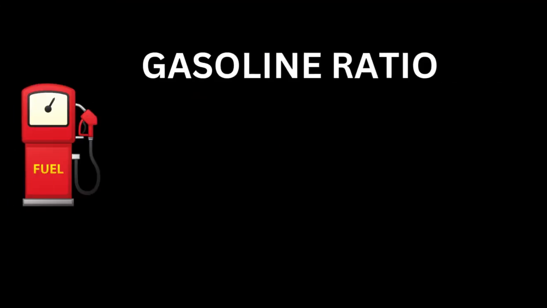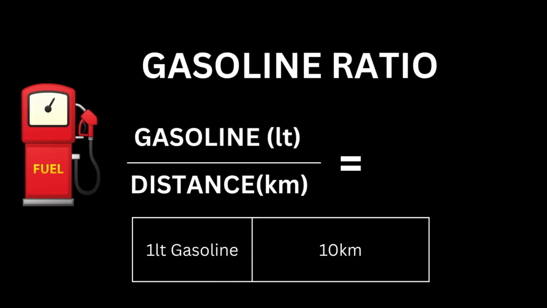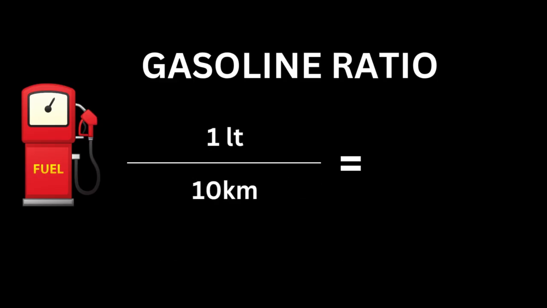Let's calculate together. Let's count the gasoline ratio first. Based on the data before, 1 liter of gasoline can be used to travel 10 kilometers. So we will divide 1 liter by 10 kilometers and that will give us 0.1 liters per kilometer. That means for each kilometer, we will use 0.1 liters of gasoline.